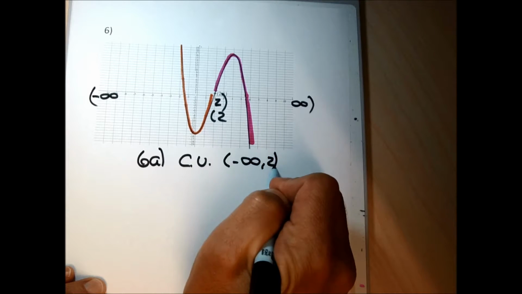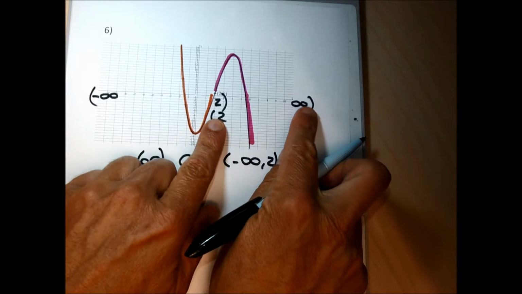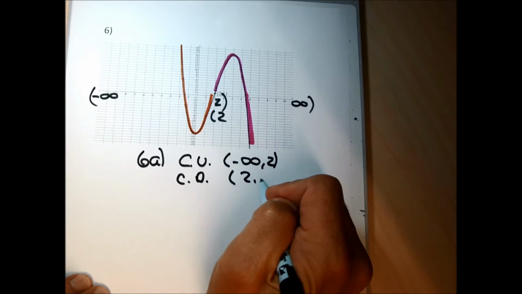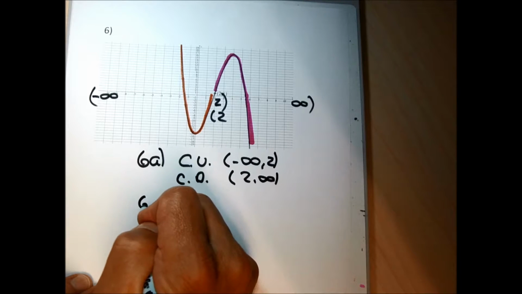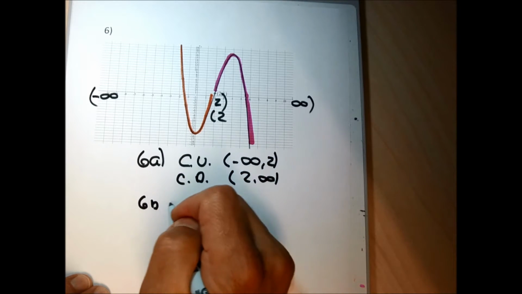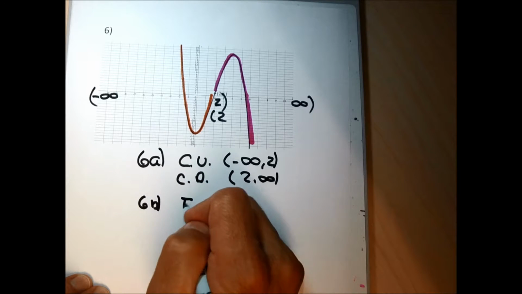Notice I'm using all round parentheses for these. And in the second region from 2 to infinity, the graph is concave down. And for 6b, the point looks like it's (2, 1). I kind of covered it up a little bit. That point (2, 1) is my inflection point.